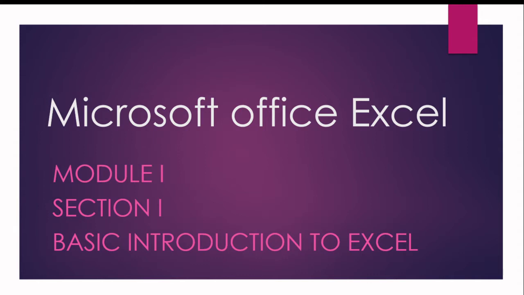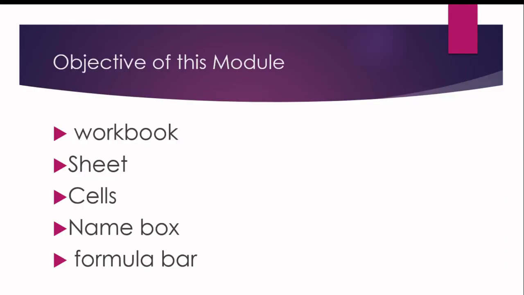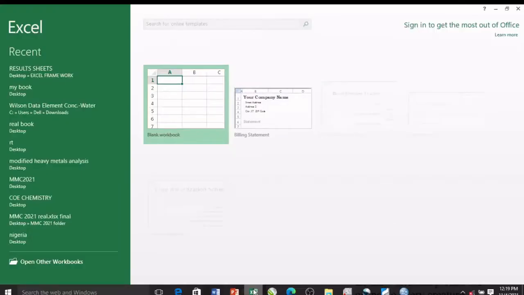In this tutorial, I will quickly guide you through some of the basic interface you will have while working with Excel. First is what we call the workbook, and thereafter we'll be looking at the sheets, the cell, the name box, and the formula bar. So I'll get down to the software as we begin to see them clearly.